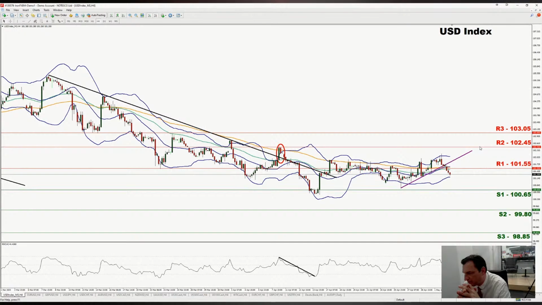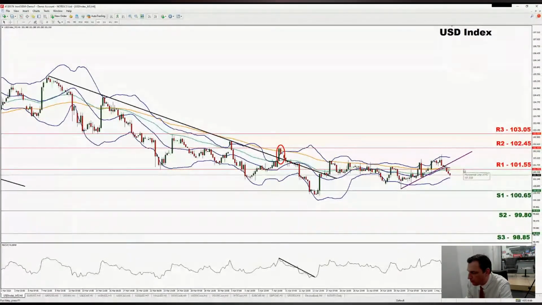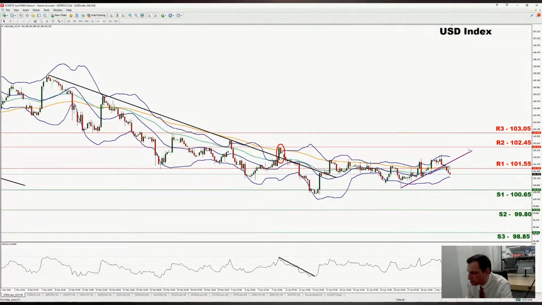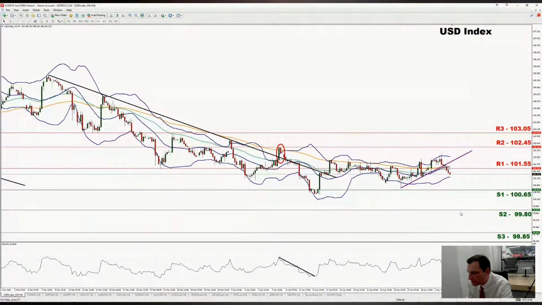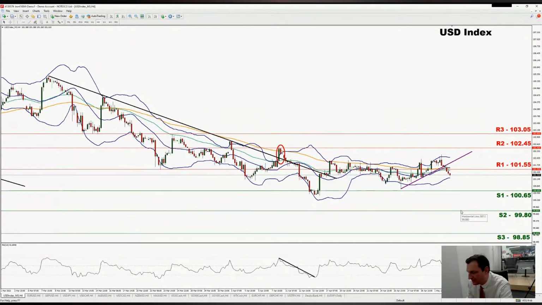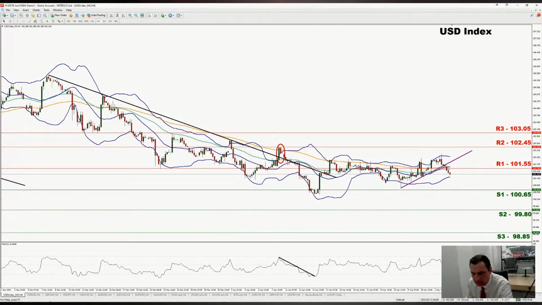So practically, given the high volatility expected, I wouldn't be surprised to see the price action of the US dollar index rising, if it's a bullish one, breaking above the R1 100.155, reaching the 102.45, and maybe even breach it. It's going to be a very, very interesting session. On the other hand, should the bears take over, I would expect the price action to drop, break the 100.65, and aim, if not even reach or breach, the 99.80 support line.